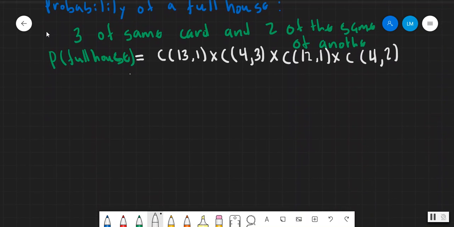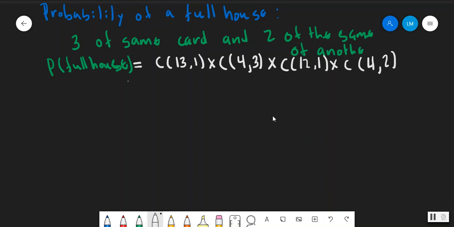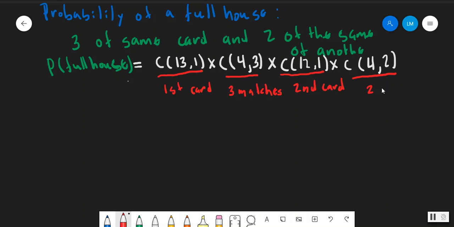Okay, so that means that the probability of a full house, and let's just go ahead and reiterate this, this is the respective first card to be matched. And then these are the 3 matches. And then this right here is the second card. That's the second card that's going to be matched. But then these are the 2 that will match.